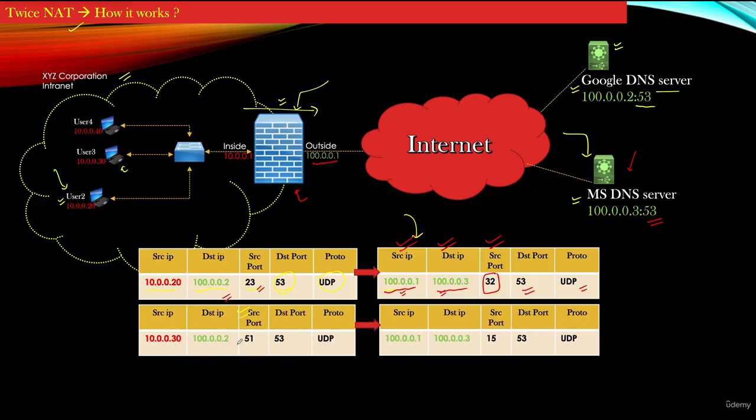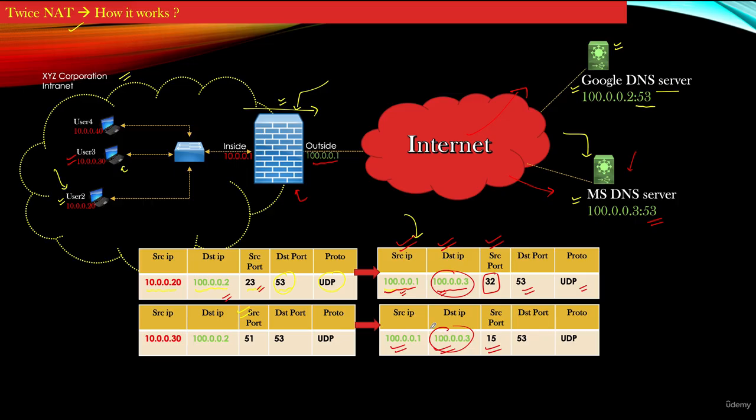Similarly, it is another example where a notorious user 3 is trying to contact the Google DNS server, but the network address translation rule which is installed on this firewall does not let that happen. It updates the source IP address, the destination IP address and the source port number of the packet such that the packet, instead of going to Google DNS server, will go to Microsoft DNS server. Because the destination IP address has been changed in both the scenarios.